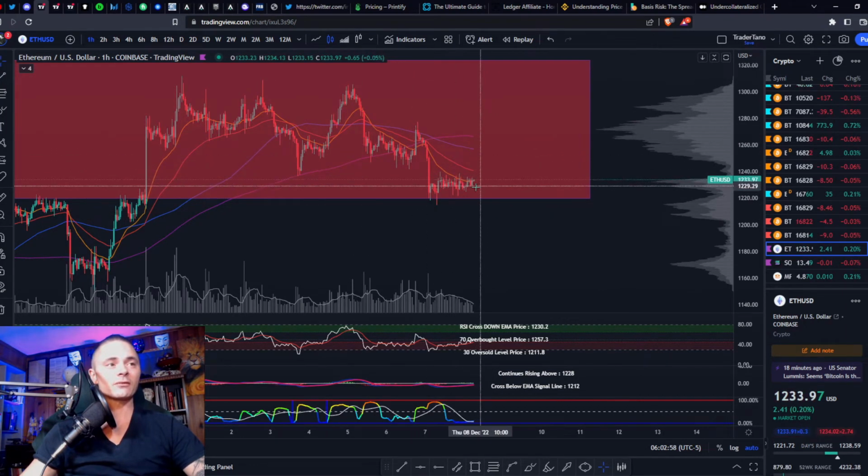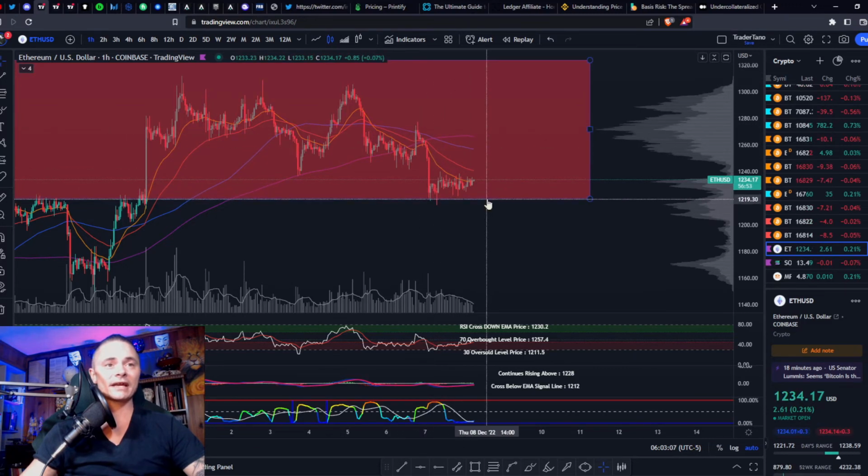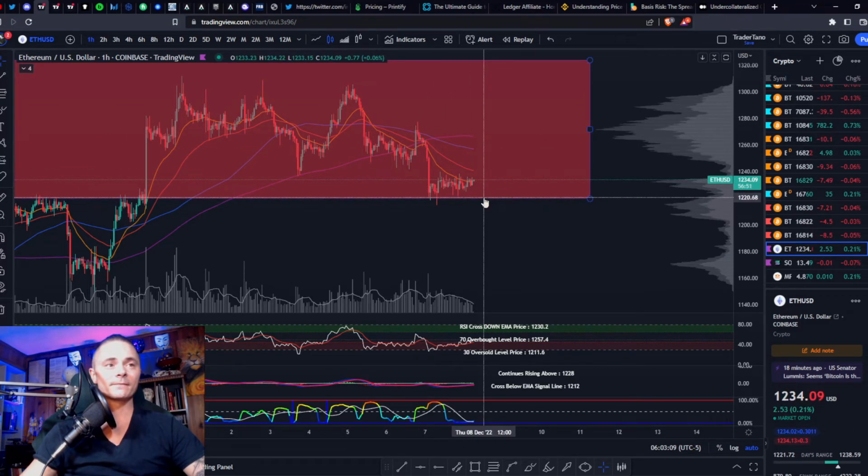Okay, so let's move on to Ethereum. Ethereum, still respecting our red box right here, bouncing off the bottom, going sideways. Are we going to make the BART here too? We got a multi-crossover and fan-out confirmation here. If we break 1220, $1,000 is in the cards, because that means Bitcoin's breaking down as well.